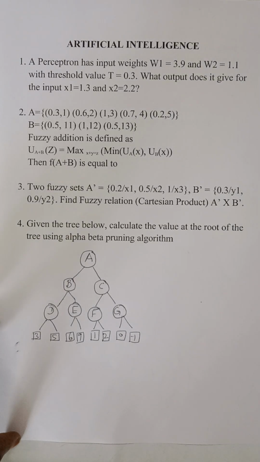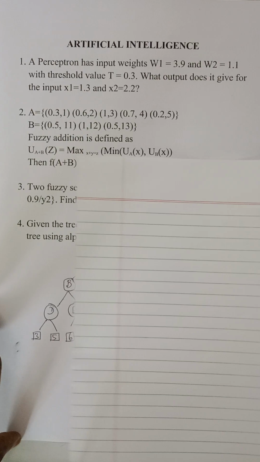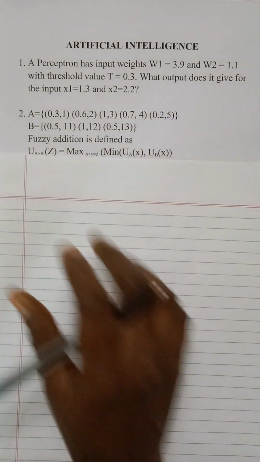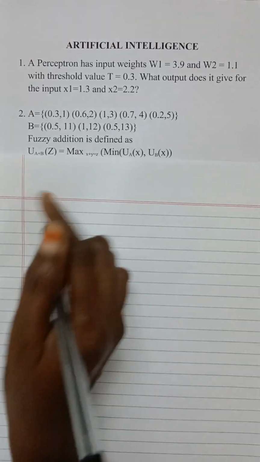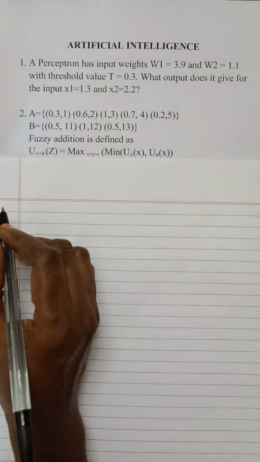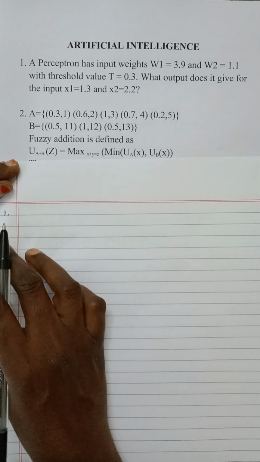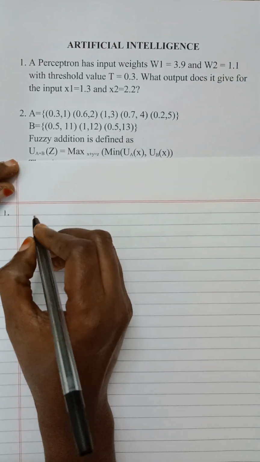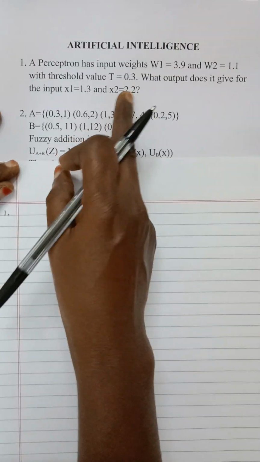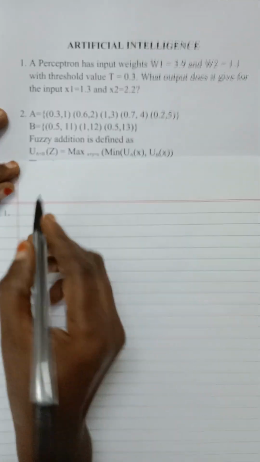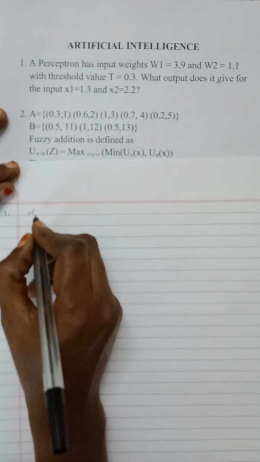So this is a single perceptron. They're given the input values and they're given the weights. So what is the condition here? For a single perceptron, the sum of the weighted inputs should be greater than the threshold value. So first we need to know the condition.